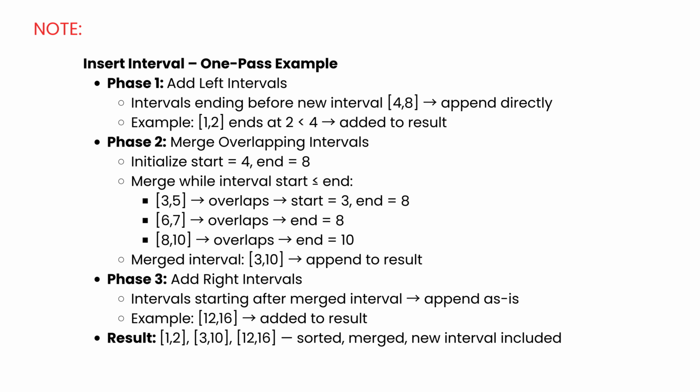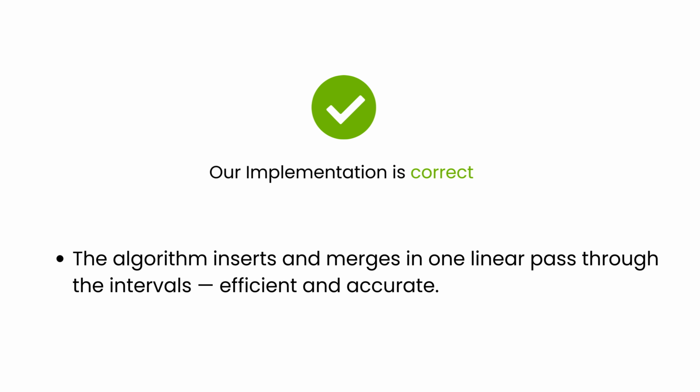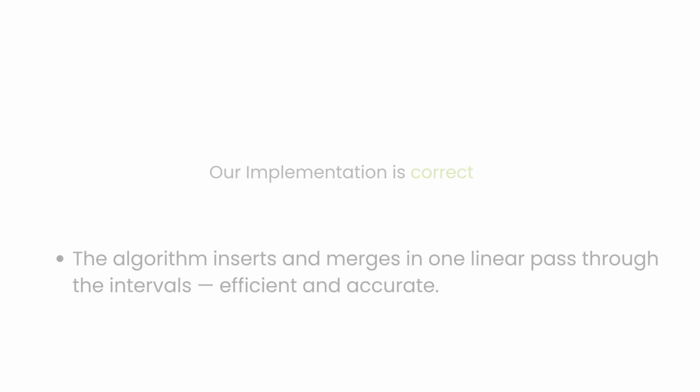Finally, we append any remaining intervals after the merge window. [12,16] doesn't overlap, so it stays as is. And that's exactly what our program outputs, [1,2], [3,10], [12,16], matching the expected result. The output makes perfect sense because [4,8] connects and merges the middle block, [3,5], [6,7], [8,10], into a single continuous range, [3,10], while the outer intervals remain separate. So, our implementation is correct. The algorithm inserts and merges in one linear pass through the intervals, efficient and accurate.